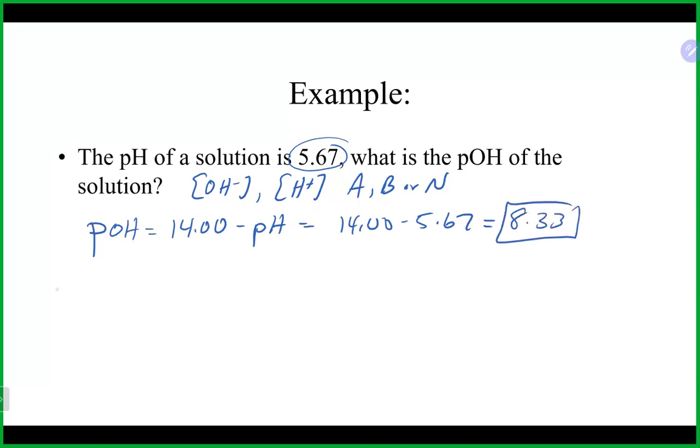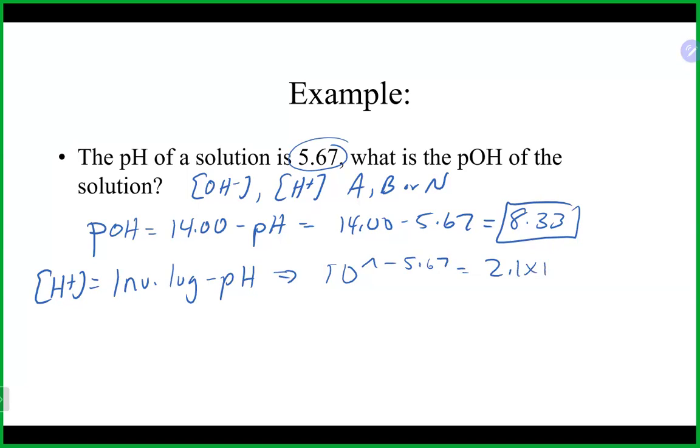At this point, you can start with either one here. We'll go H plus concentration is equal to the inverse log of the negative pH. When you pop that into your calculator, it probably looks something like this on the screen, hopefully. And if you do that, you will end up with about 2.1 times 10 to the minus 6. Remember, you do need units since it is molarity here.